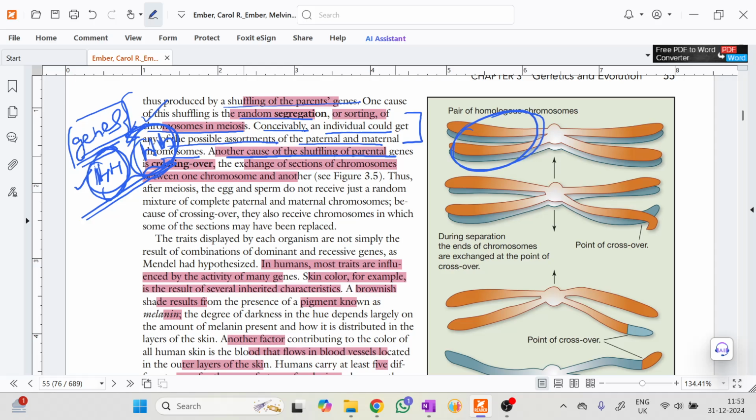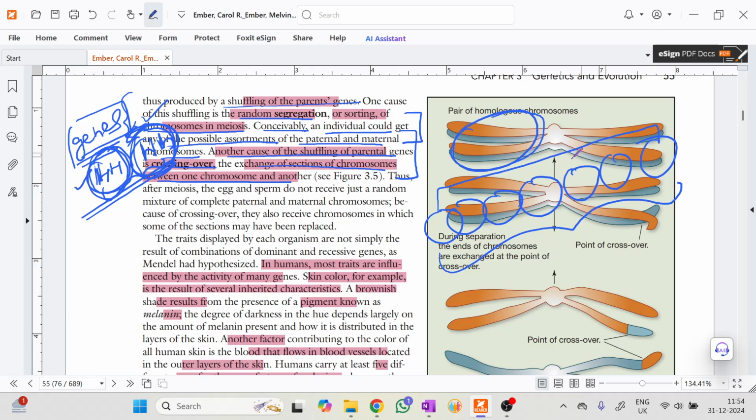Then another cause of shuffling of parental genes is crossing over, which is the exchange of sections of chromosomes between one chromosome and another. So this crossing over is also the same as segregation and random assortment. If there is a unit of DNA which is beneficial for the offspring and which is not available in any of the parents, but the section or chain of DNA exists, such chromosomes can be crossed over.